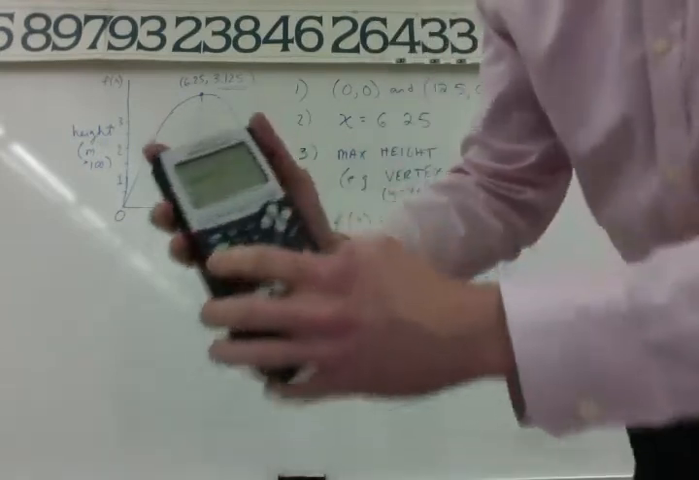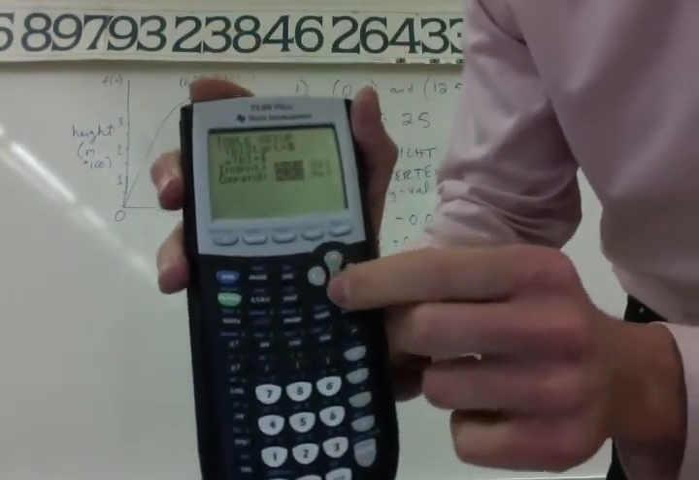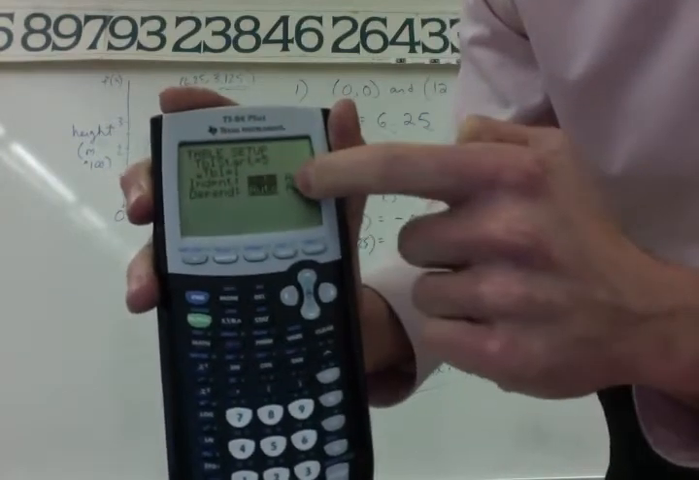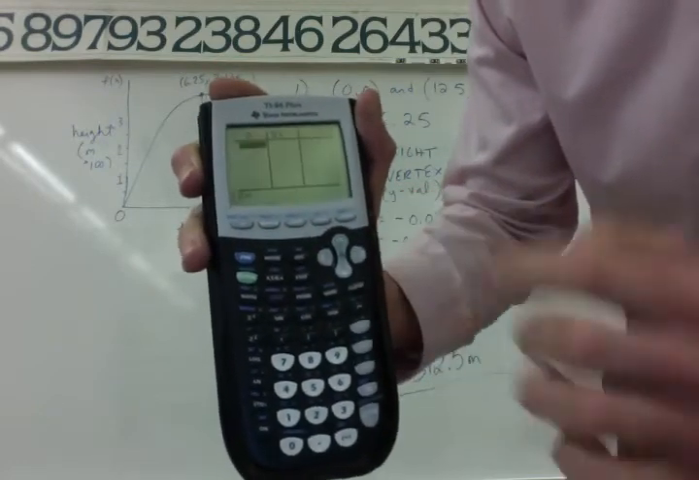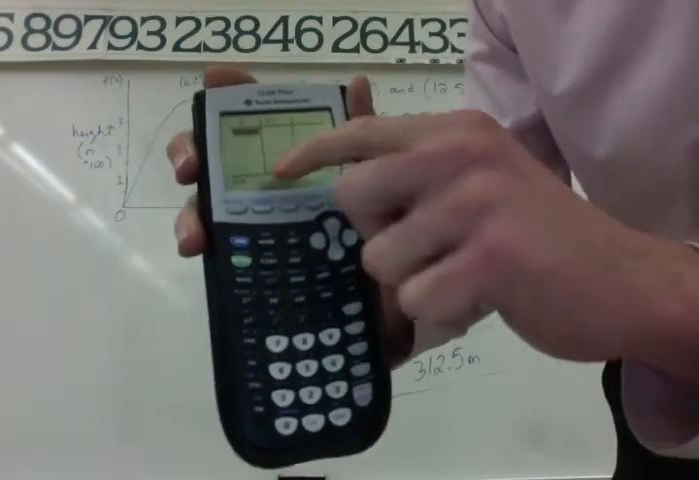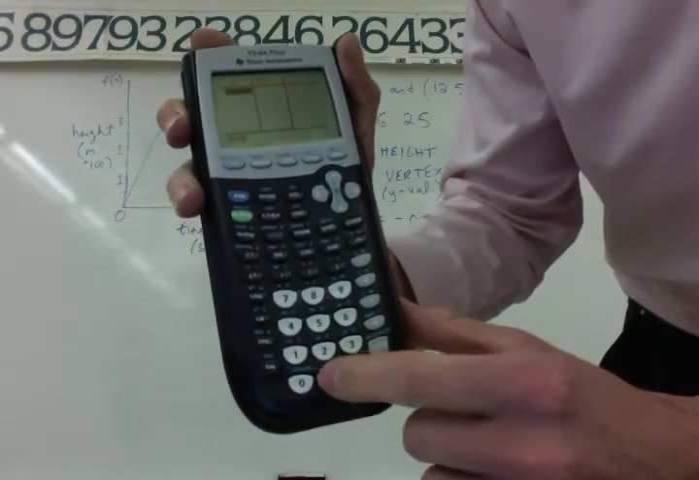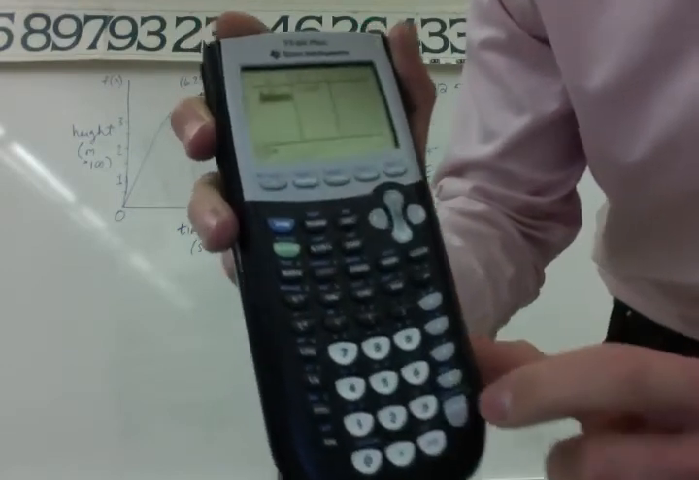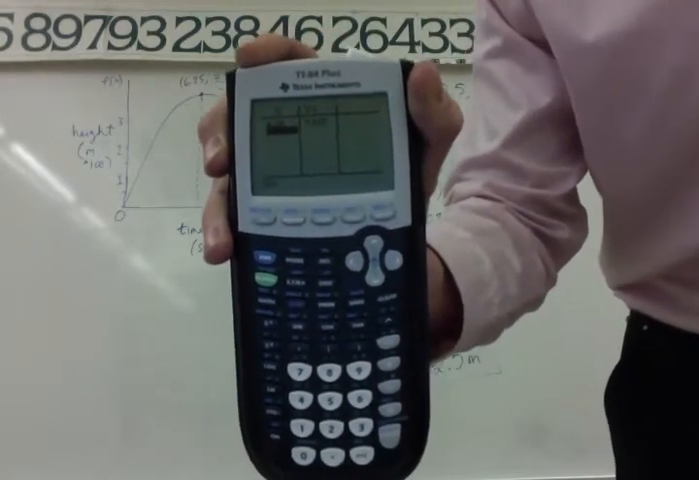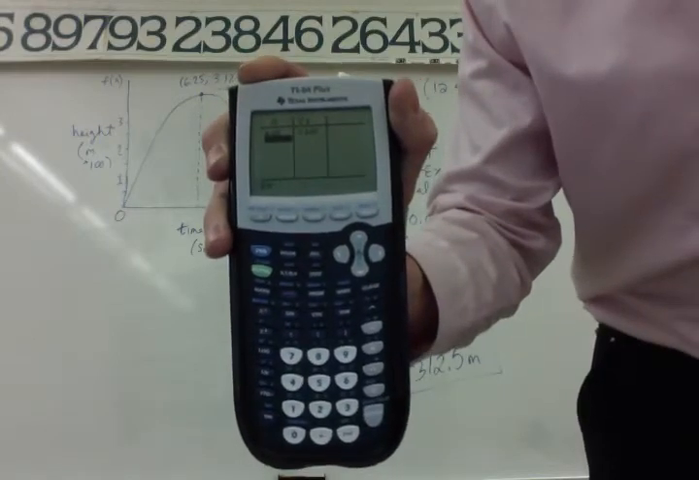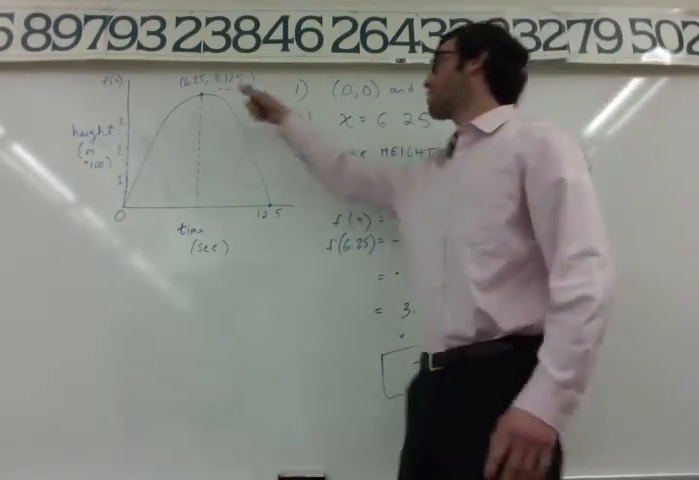Now, how do you find that on the table? Let me show you. You hit second window to go to the table setup, which I've shown you once before. Then you go down to where it says independent and where it says auto. Slide over to ask. Then go back to the table. It looks blank, and it is blank. But now you can enter whatever you want for x, and it'll give you a corresponding y value. So 6.25, hit enter, and there you go, 3.125. It's a very nice feature of the table. You can program it to ask and then plug in whatever you want for x instead of just seeing all the points. That's one way to do it instead of having to plug in and do the tedious math.